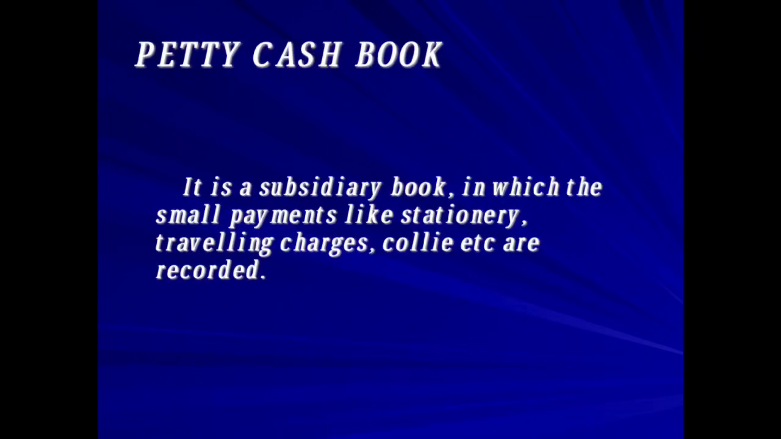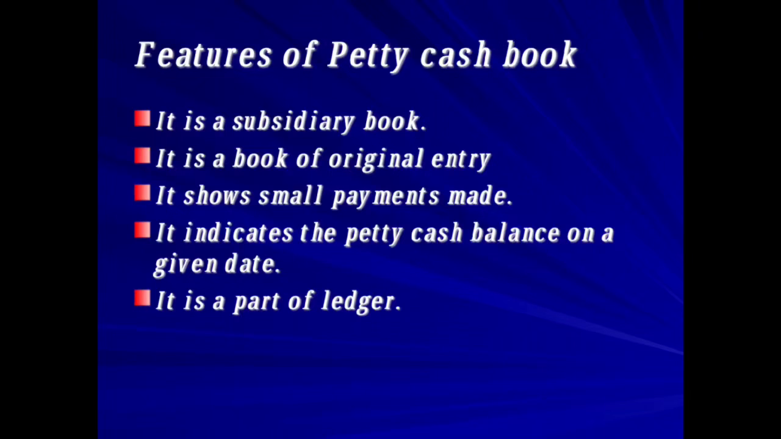So next we will study petty cash book. It is a subsidiary book in which we are going to record all the small payments. Which are the small payments then? Stationery, traveling charges, coolie what we are paying, carriages what we are paying. All these are small expenses, all petty expenses, which we are going to record in our small book, that is petty cash book.